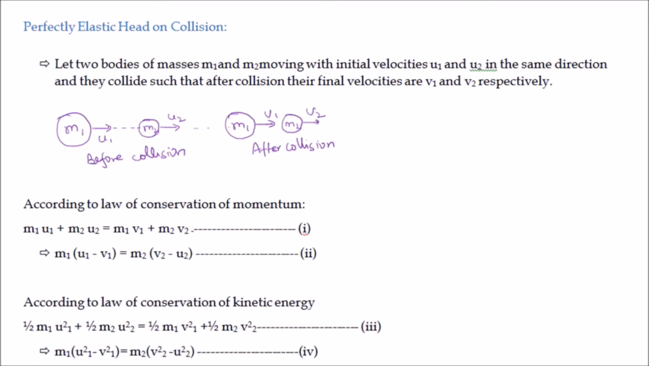Learn about perfectly elastic collision in detail. Let two bodies of masses m1 and m2 be moving with initial velocities u1 and u2 in the same direction, and they collide such that after collision their final velocities are v1 and v2 respectively. It is shown in this figure: this is the case of before collision and this is the case of after collision.